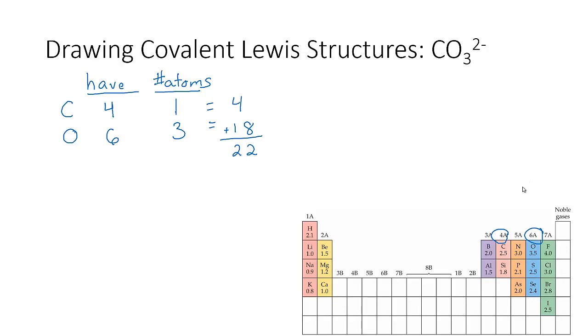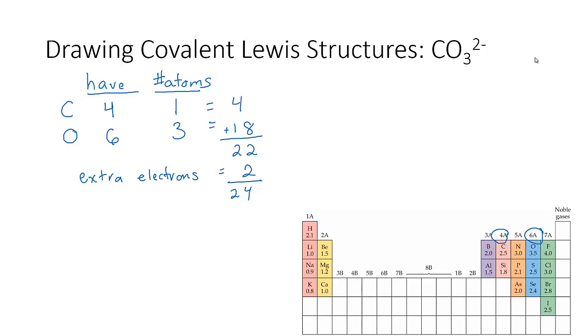But there is a 2 negative on here. So if it's 2 negative, what subatomic particle is negative? Electrons. So how many electrons did we add to our carbonate compound? We added 2 extra electrons. And so in doing so, you must add 2 electrons to that 22 to give you a total of 24 electrons that you have available. You have to draw the structure with all of those 24 electrons.